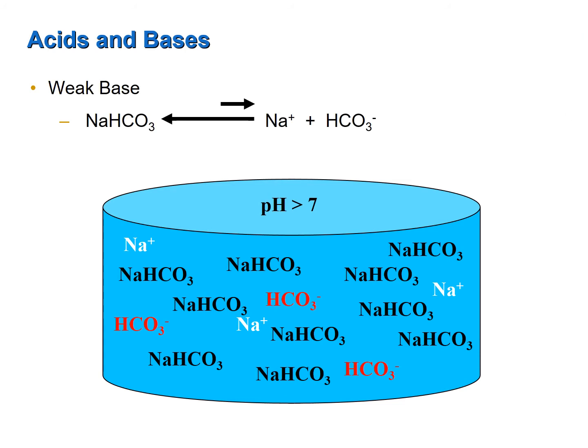Contrast sodium hydroxide with the weak base sodium bicarbonate. Sodium bicarbonate, when placed in water, dissociates poorly into sodium ions and bicarbonate ions. So if we looked at a solution of sodium bicarbonate, we'd find that most of it is intact sodium bicarbonate, and we'll have a few sodium ions and a few bicarbonate ions, right? But not many bicarbonate ions.